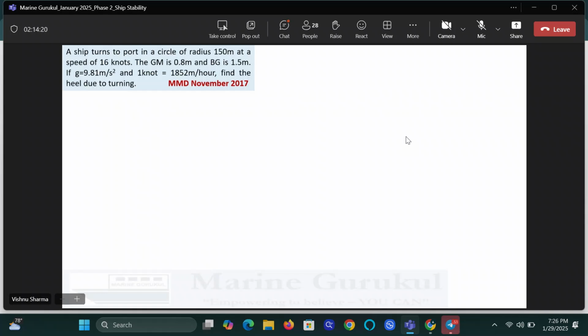Okay, can you quickly calculate this one? This is a November 17 question, guys. And in this, you can take 1 knot as 1852 meters per hour, because this is given in the question this time. So can you please find the heel, not the list, heel produced because of turning? Give me the final answer. Everything is given in the question here.